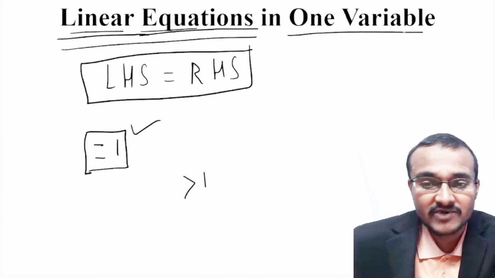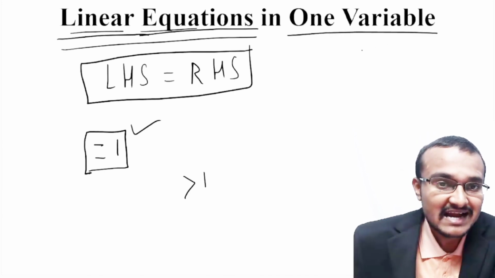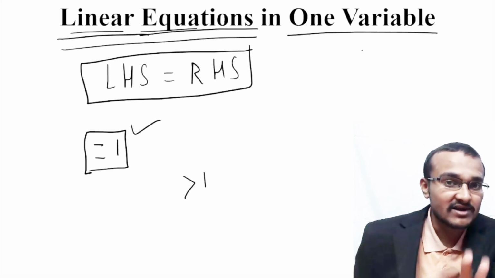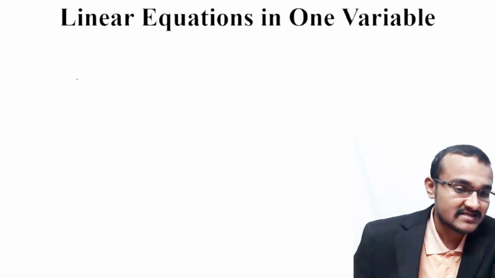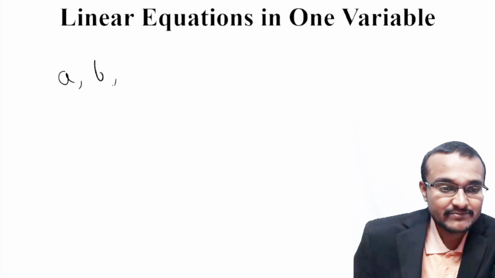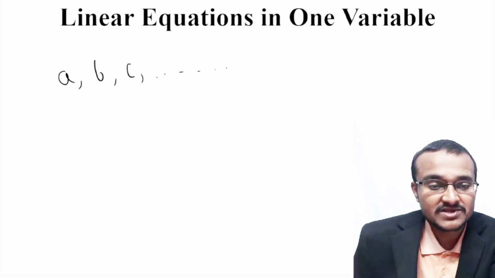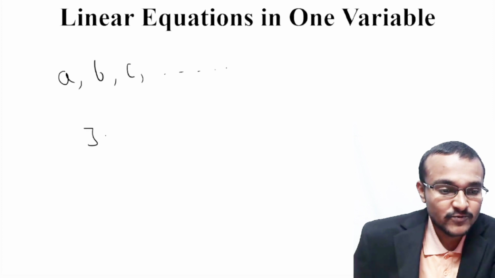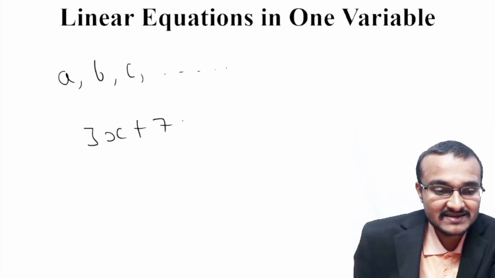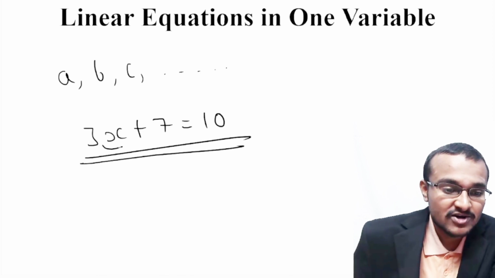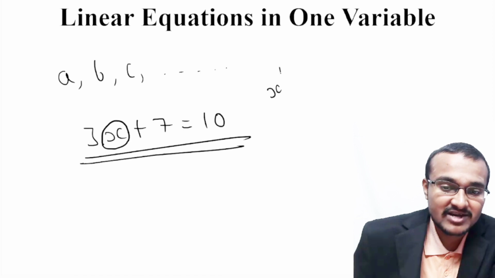Now, what do we mean by one variable? That means the equation contains only one variable. As I already told you, alphabets like a, b, c can act as variables in mathematics. If I take the example 3x + 7 = 10, in this equation you can find only one variable, and this variable has power 1.